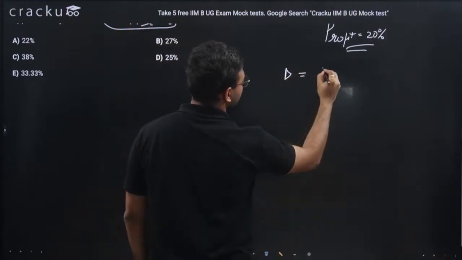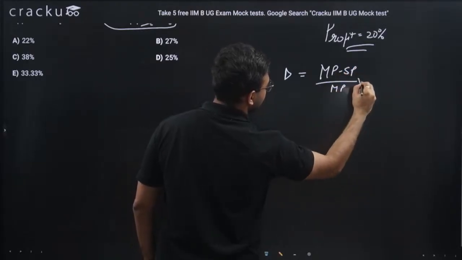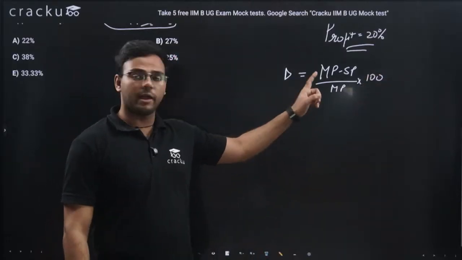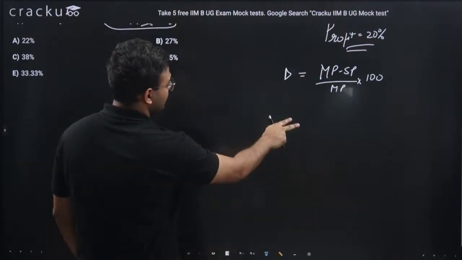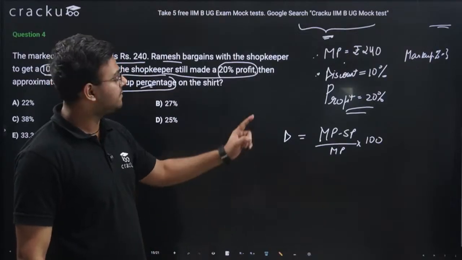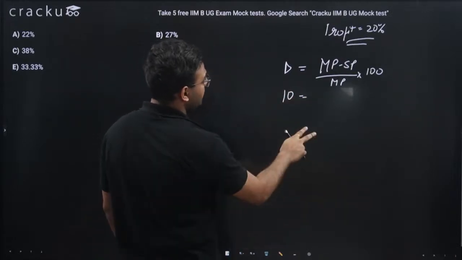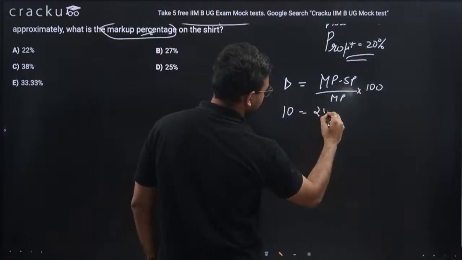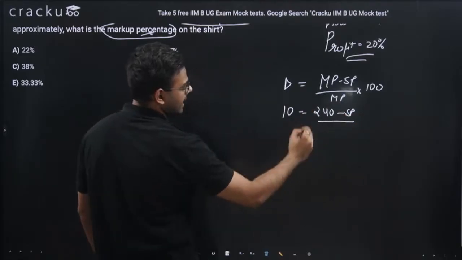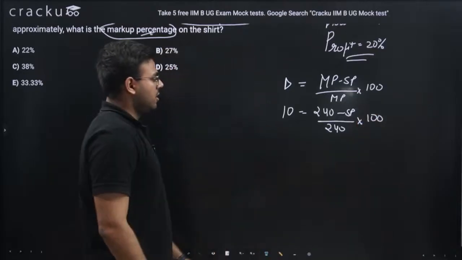Discount percentage is equal to mark price minus selling price, divided by mark price, into 100. This is the discount percentage formula, that is D = (MP - SP) / MP x 100. MP is 240. SP we have to find, and the value of D, the discount percentage, is 10. So 10 = (240 - SP) / 240 x 100. We are substituting the values.